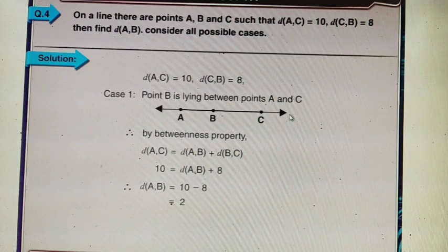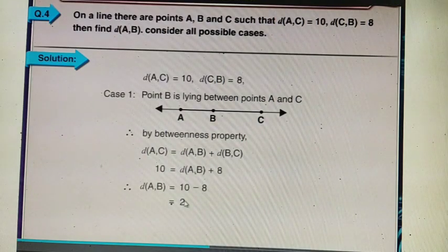It is already given. Case 1, point B is lying between points A and C. Therefore by the betweenness property we know the full distance AC will be equal to distance AB plus distance BC. Now distance AC is equal to 10, it is given, and distance AB is not given, plus distance BC is given as 8. Therefore distance AB will be equal to 10 minus 8, which is equal to 2.